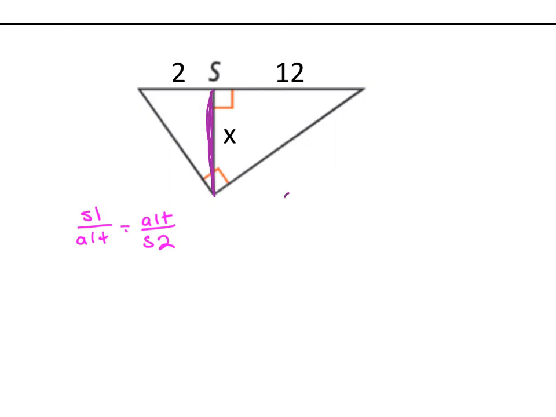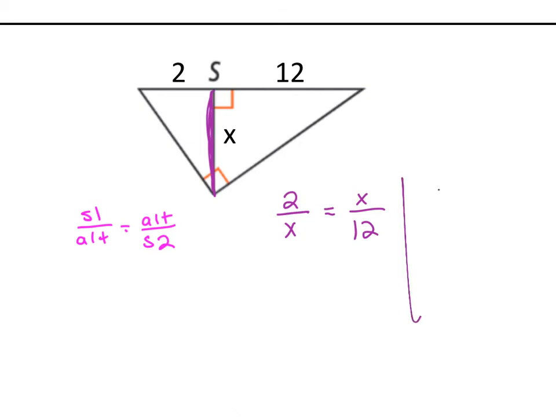Nope. So 2 over X equals X over 12. See, the part where you do it's x squared and then you multiply. That's why I gave credit just for setting it up. But now we're going to keep going.